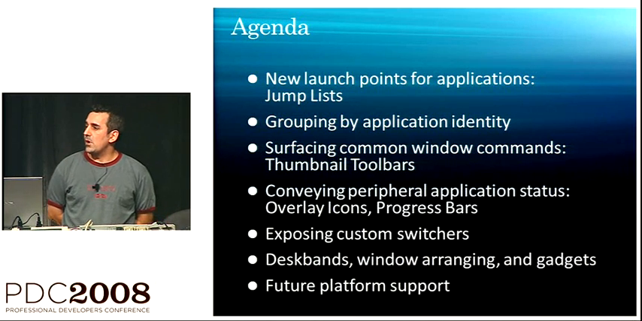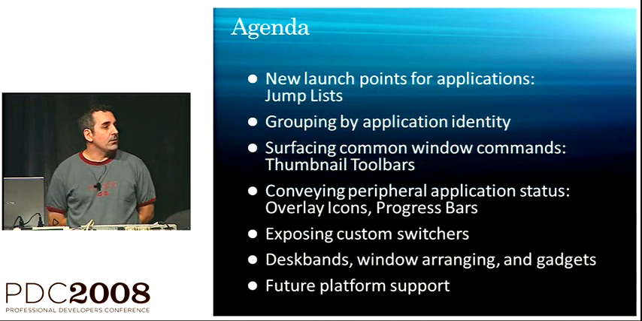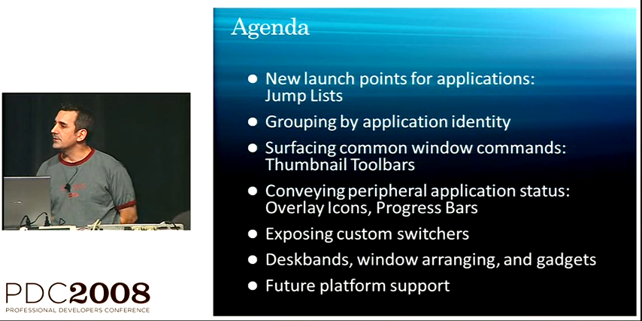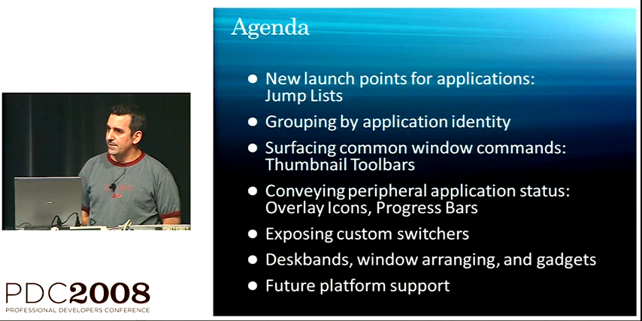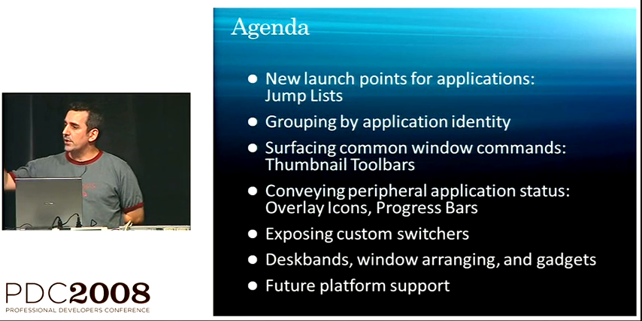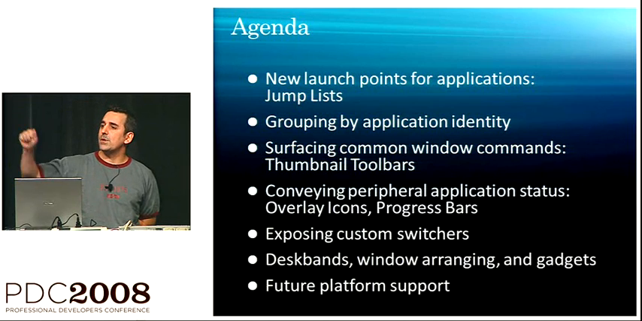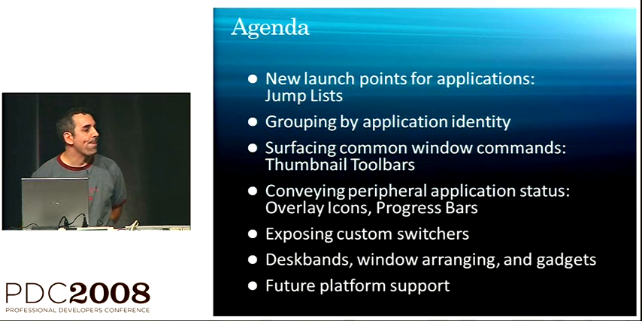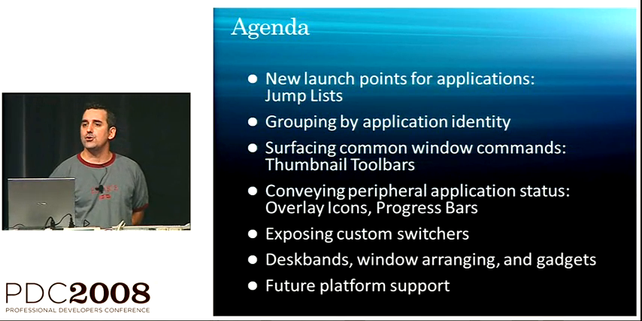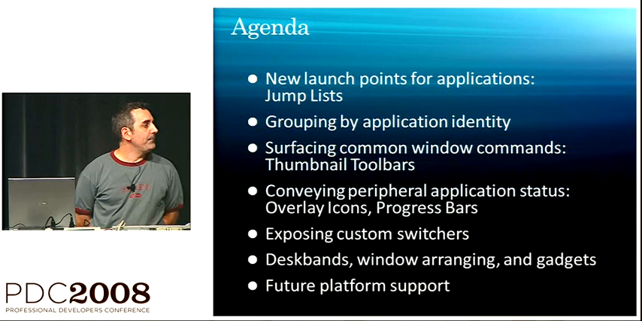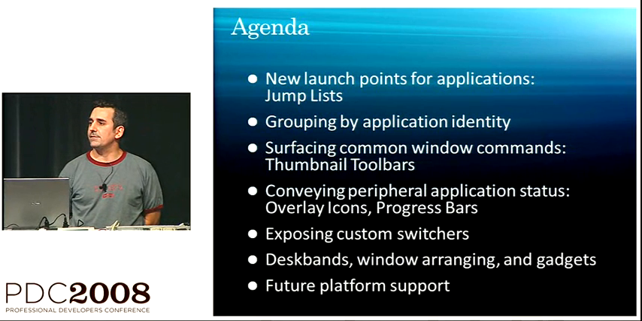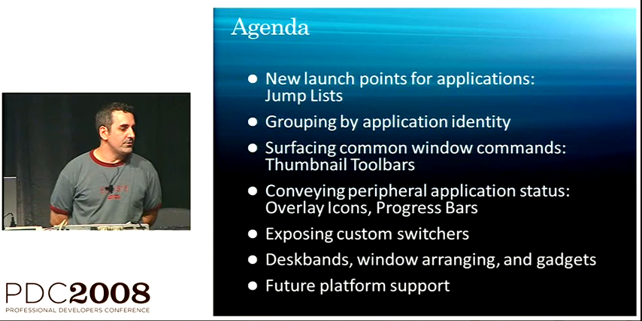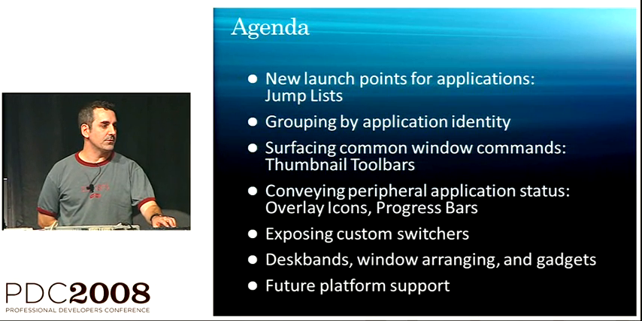There are some miscellaneous topics that are well worth covering as well. These are things that are either changing a little bit or evolving a little bit in Windows 7. So I'll talk about desk bands and some considerations for our window arranging features. That's what you saw at the keynote this morning, where you can snap a window to the edge of the screen, as well as some new functionality for gadgets. And then lastly, I'll close out by talking about future platform support. WPF has some really awesome stuff in the works, as well as MFC, and so I'll be discussing what you can expect to see from those platforms.